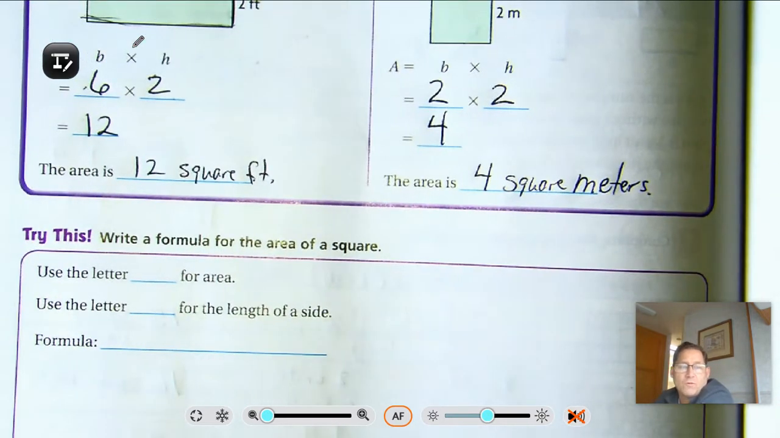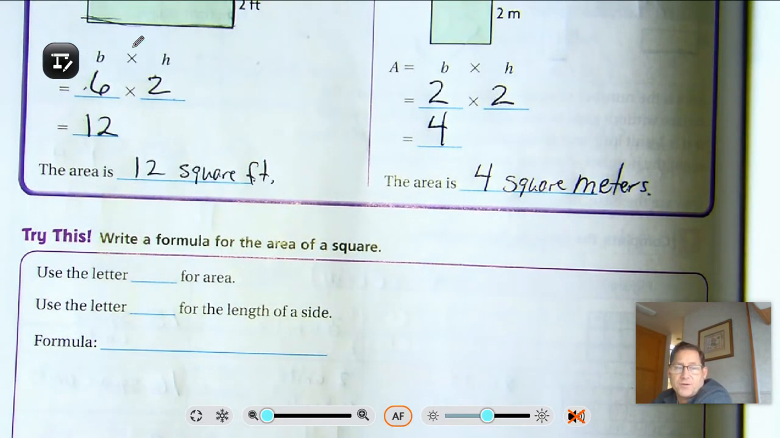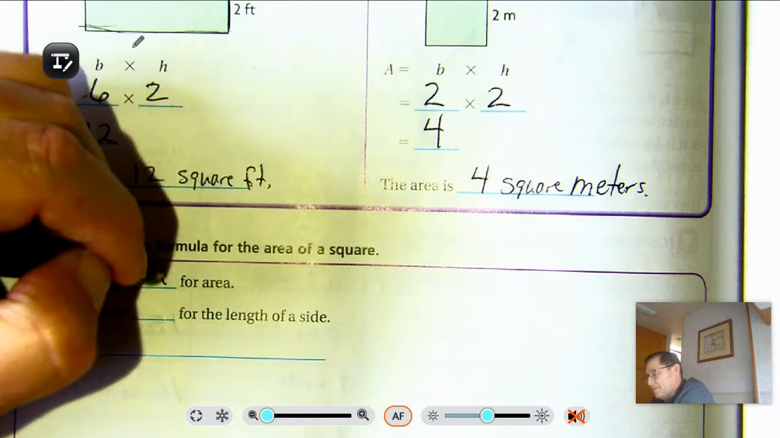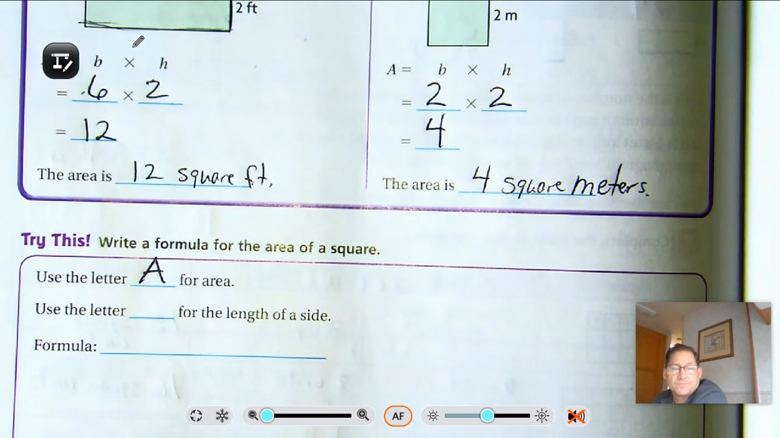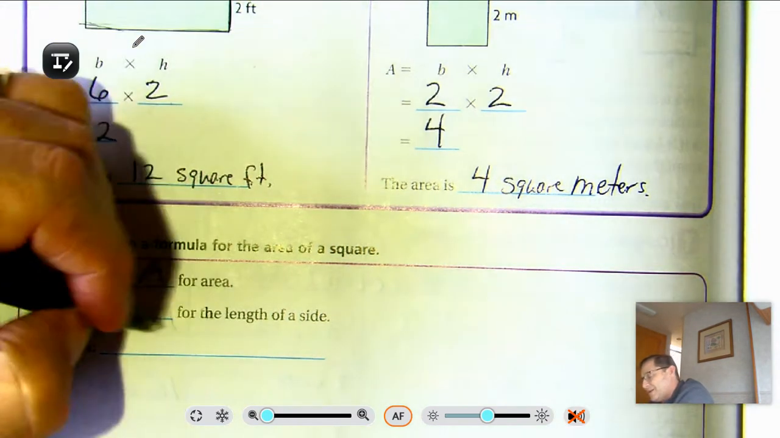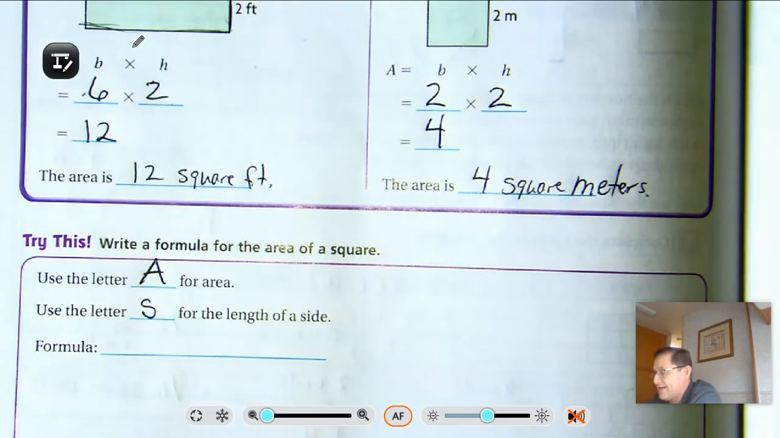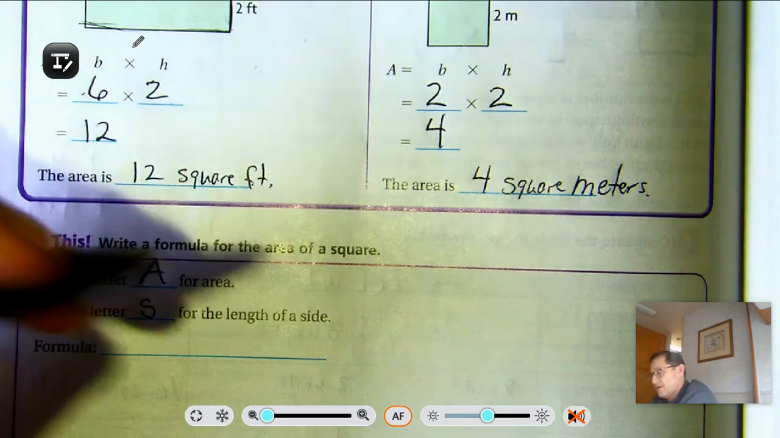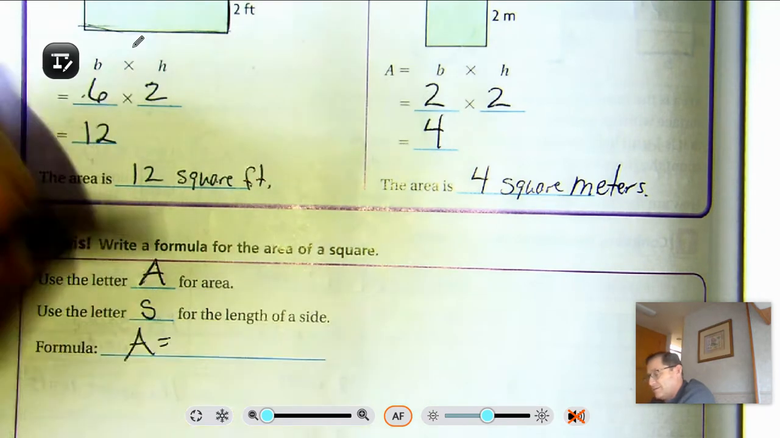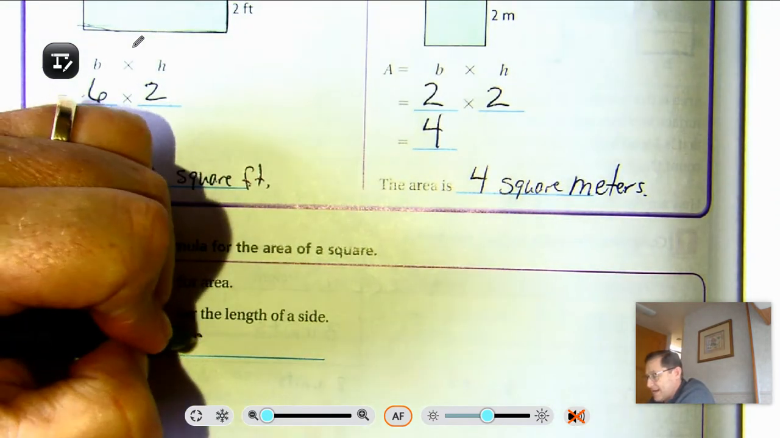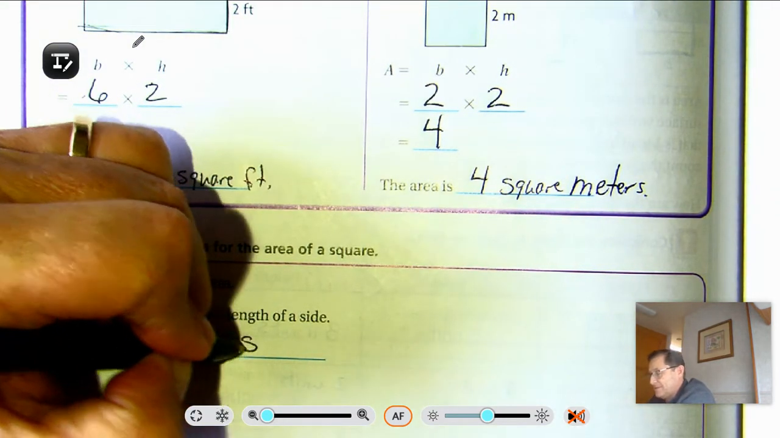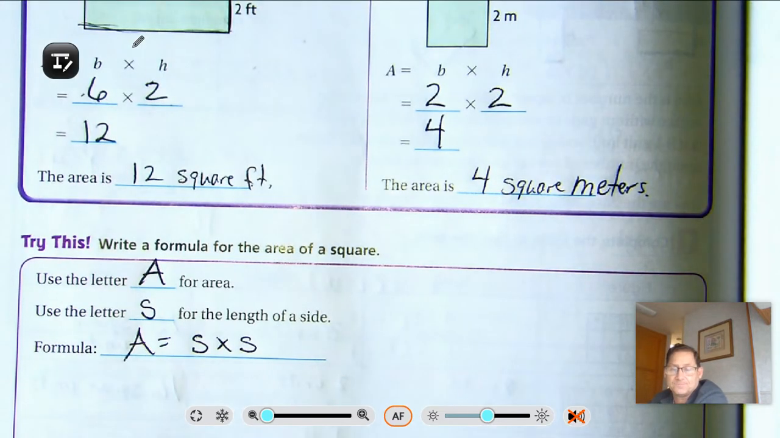All right, well, so write a formula for the area of a square. Use the letter A for area. And let's use the letter S for the length of a side. So the area of a square would be the side times the side. Okay.